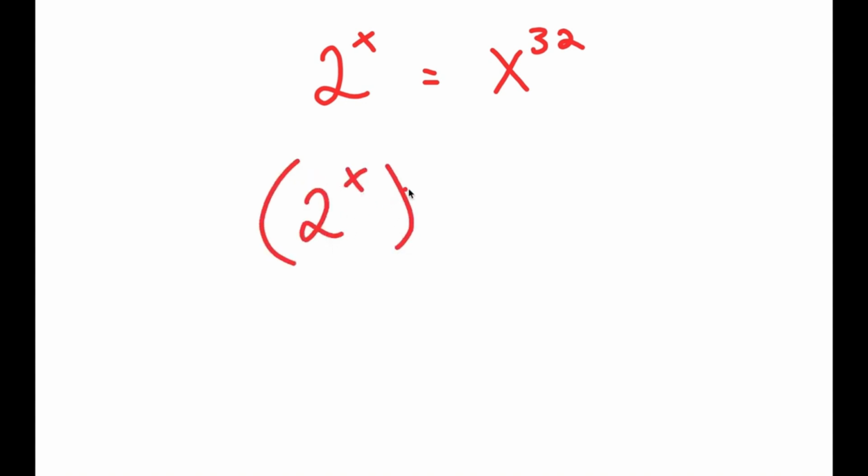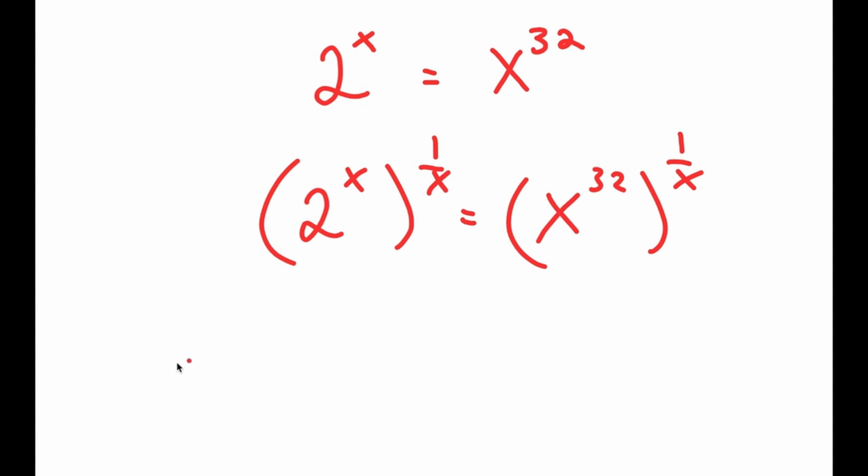Alright, so in this video, I'm going to solve the equation 2 to the power of x is equal to x to the power of 32. So, to solve this, I'm going to first start by taking the power of 1 over x on both sides. So I get 2 to the power of x to the power of 1 over x is equal to x to the power of 32 to the power of 1 over x.